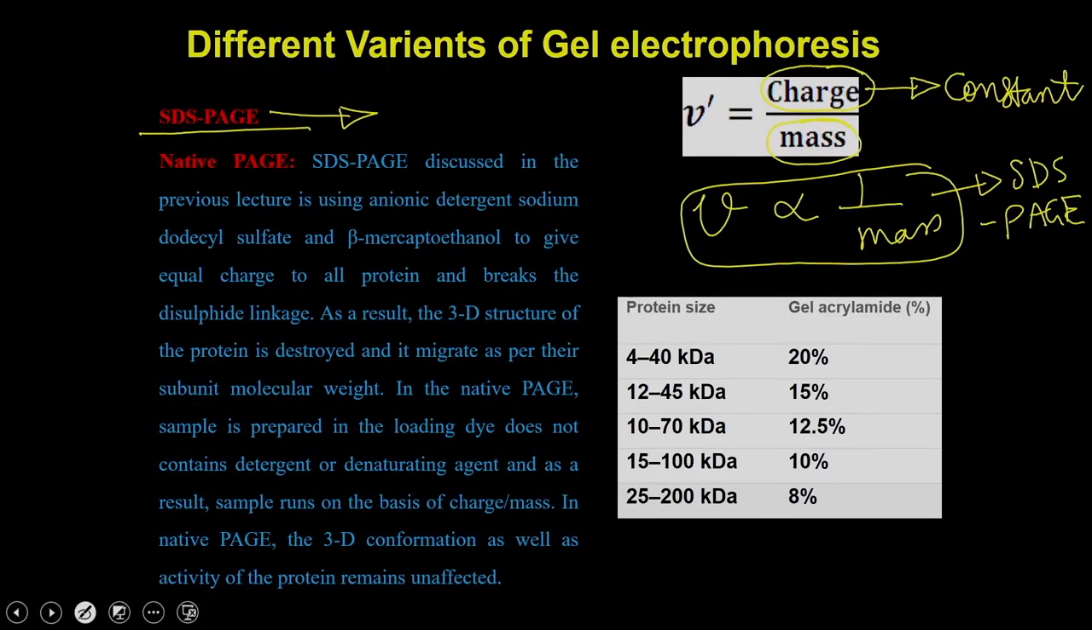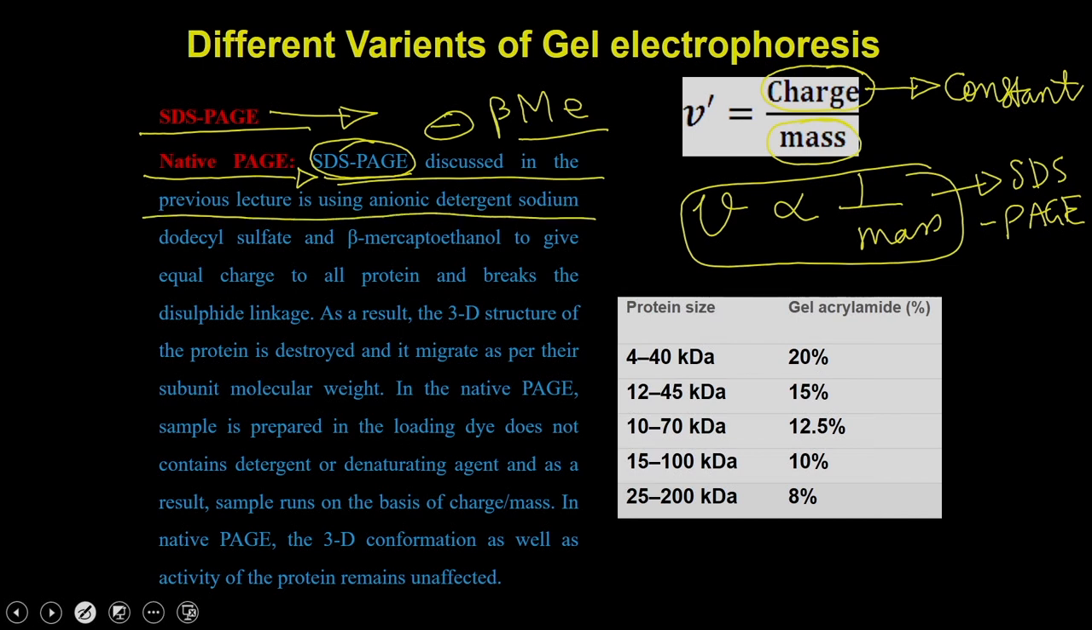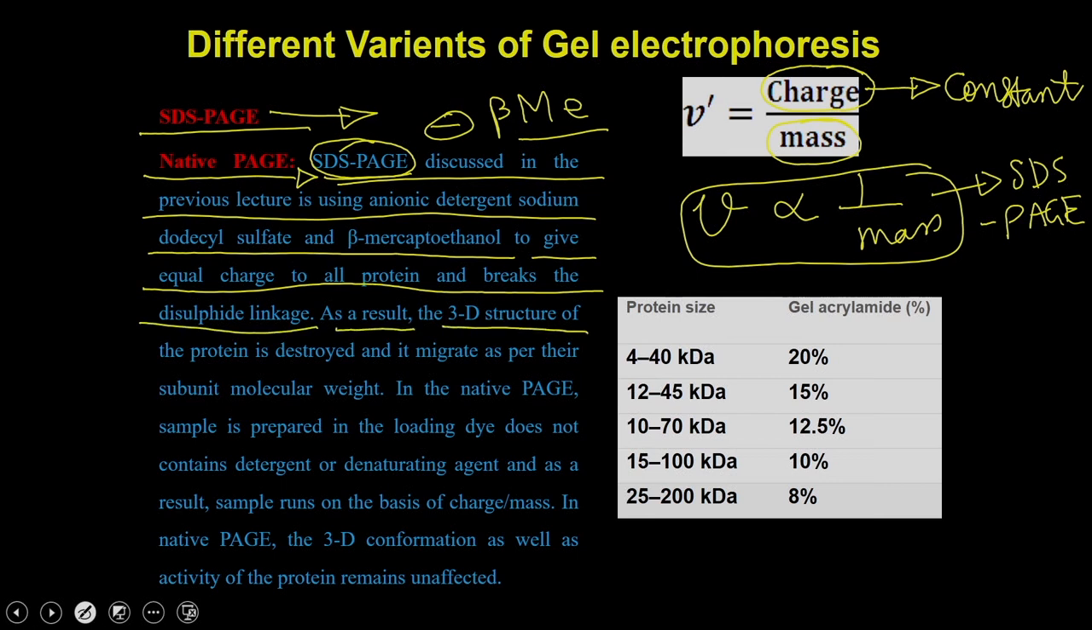Apart from the SDS PAGE, you also can have the native PAGE. Native PAGE means you are not going to have SDS in the reactions, or any kind of denaturing agents such as beta mercaptoethanol. SDS PAGE, as discussed in the previous lecture, uses the anionic detergent sodium dodecyl sulfate and beta mercaptoethanol to give equal charges to all the proteins and break the disulfide linkages. As a result, the 3D structure of the protein is destroyed and it migrates as per its subunit molecular weight.